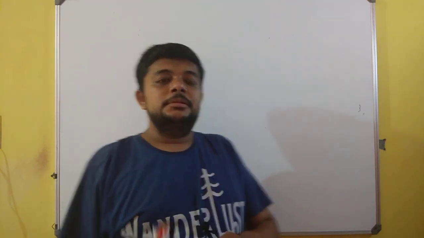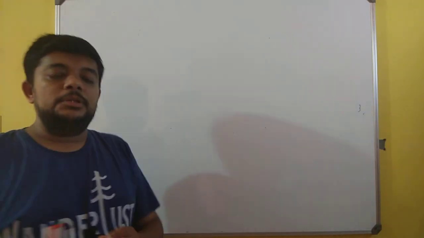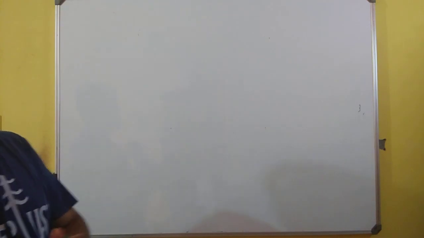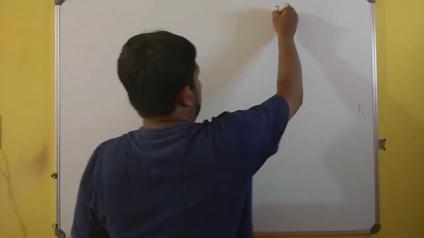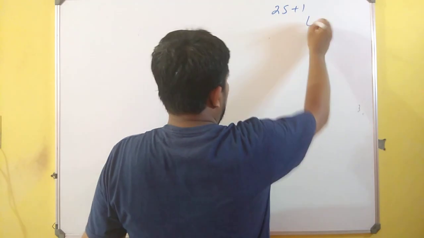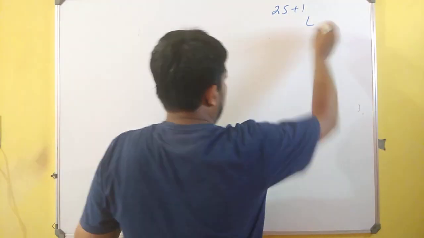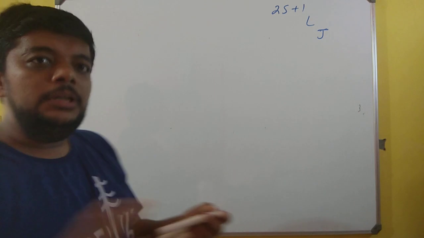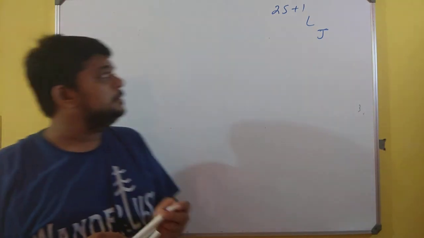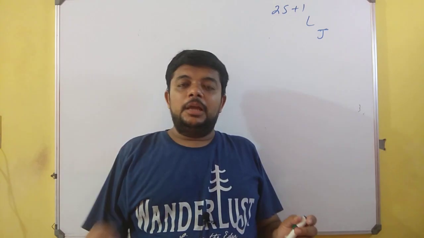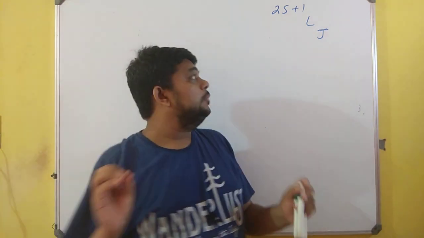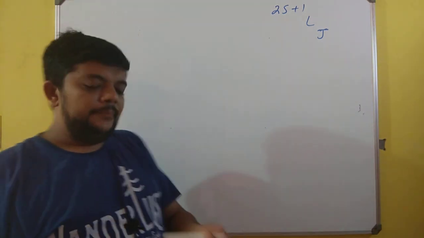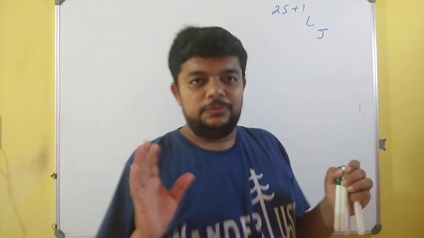Hello everyone, and we are just coming to the third part of our term symbol numericals. We were discussing 2S plus 1, L and J. We have justified with a few numericals the calculation of 2S plus 1, the calculation of S and the calculation of L. Today we will be just going with the calculation of J.